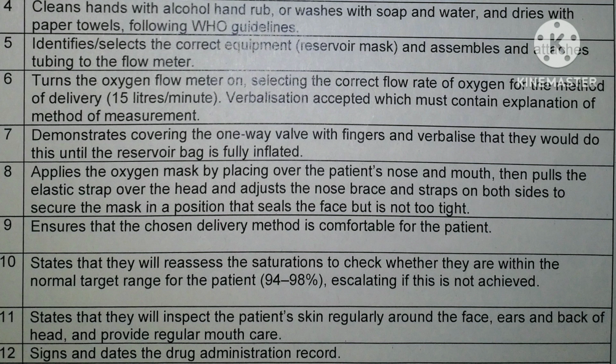Then ensure that the chosen delivery method is comfortable for the patient and state that you will reassess the saturation to check whether they are within the normal target range for the patient, for example, 94 to 98 percent, escalating if this is not achieved. This is another important thing you should not forget. You should tell them, I will reassess the oxygen saturation to check whether you are within the normal range, otherwise I will escalate it to the doctor. We are just giving reassurance to them.